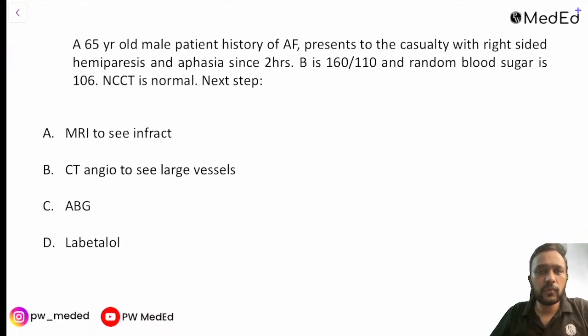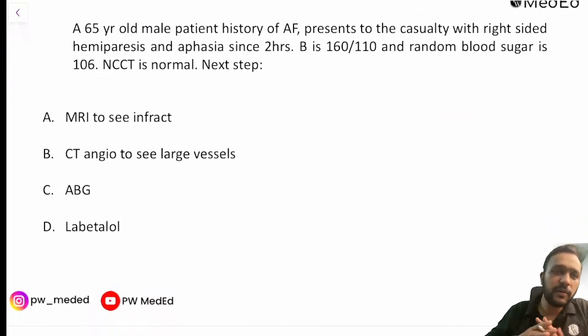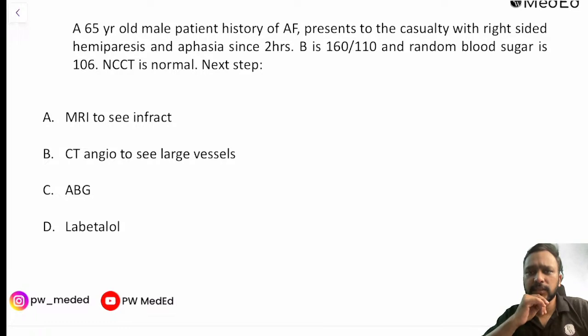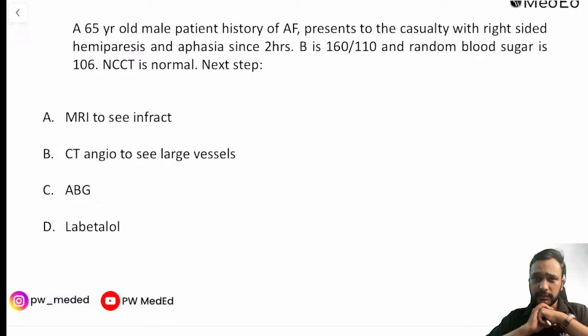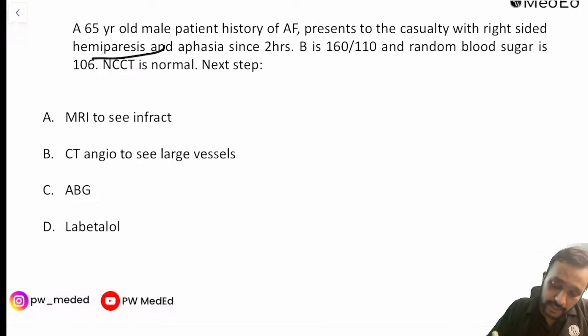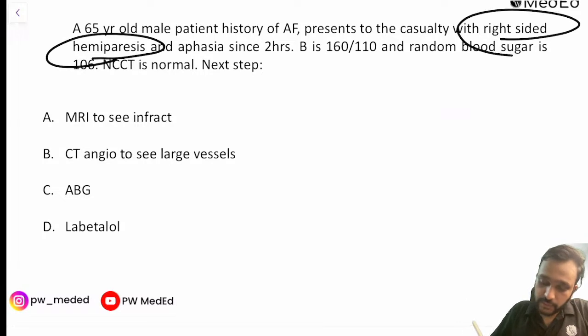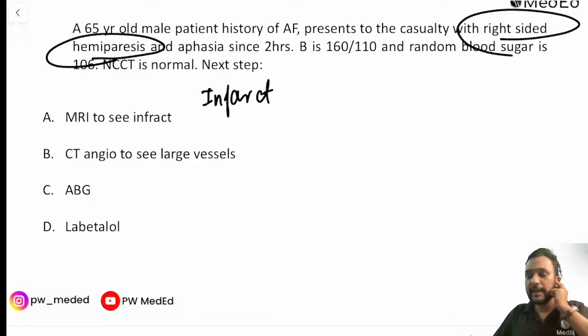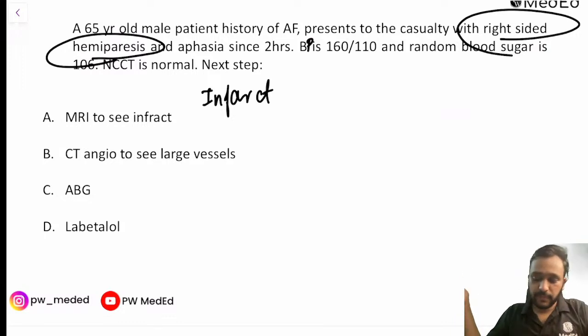A 65-year-old male patient with history of atrial fibrillation presents to the casualty with right-sided hemiparesis and aphasia since 2 hours. So there is right-sided hemiparesis. What are you going to think of? You are going to think of infarct, right? And aphasia since 2 hours, right? BP is 160 by 110, random blood sugar is normal, NCCT is normal, right? What will be your next step?